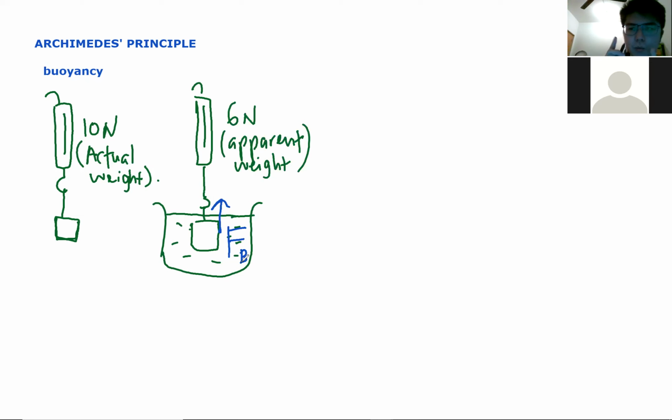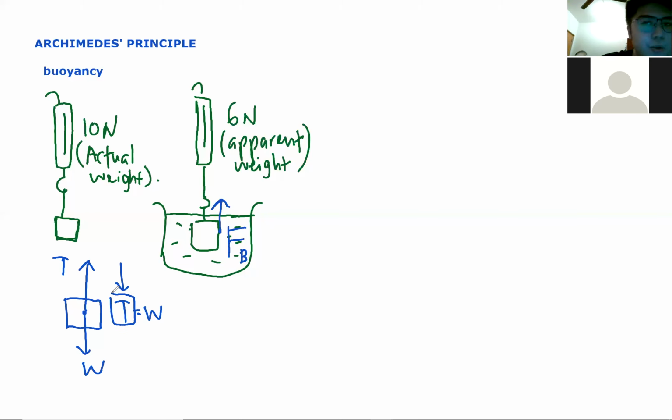Now let's first draw the free body diagram. Before you put it into the water, it looks like this. This is the object, and this is the weight, right? And then you have a string. When you have a string, then there is tension. In this case, the tension is equal to the weight of the object. Whatever reading is shown on the spring balance, you are looking at this tension. This tension is the reading shown on the spring balance, so you are looking at the actual weight.